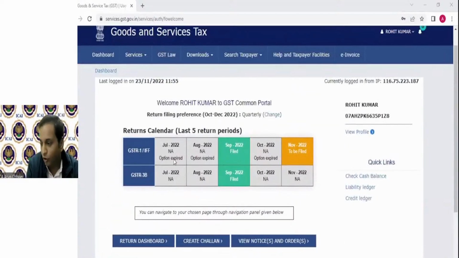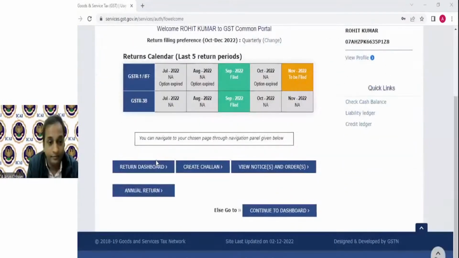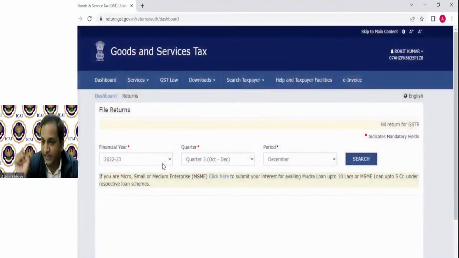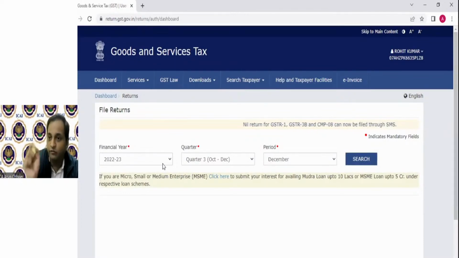मैंने GST पोर्टल लॉगिन किया है. मैं रिटर्न डैशबोर्ड पर जा रहा हूं. I'll explain everything. What was the 2.5 lakh? What was the consolidated B2C supply? We'll explain everything from the government portal.